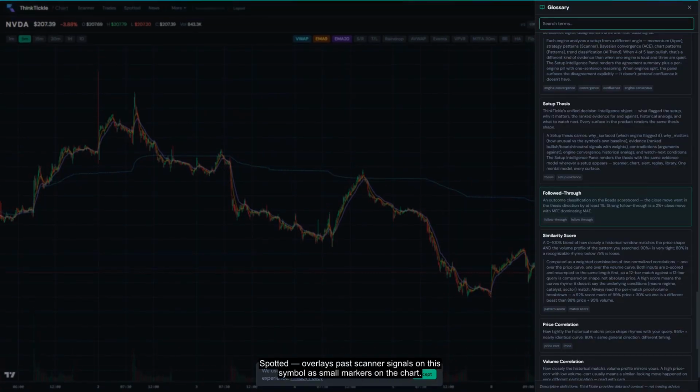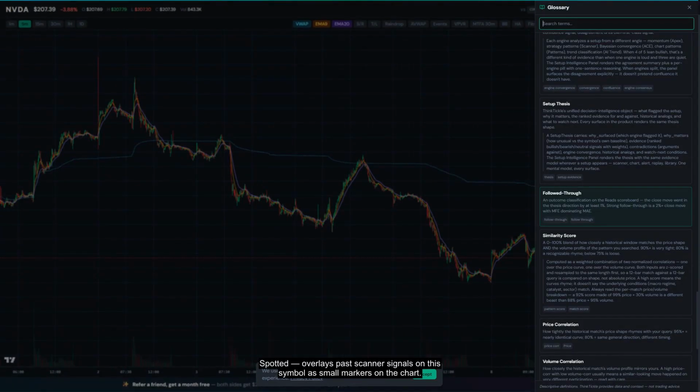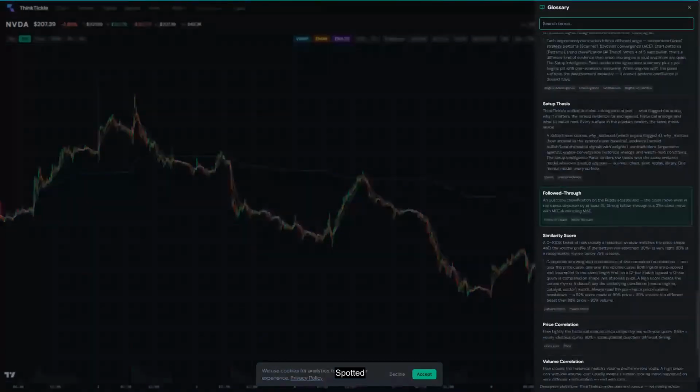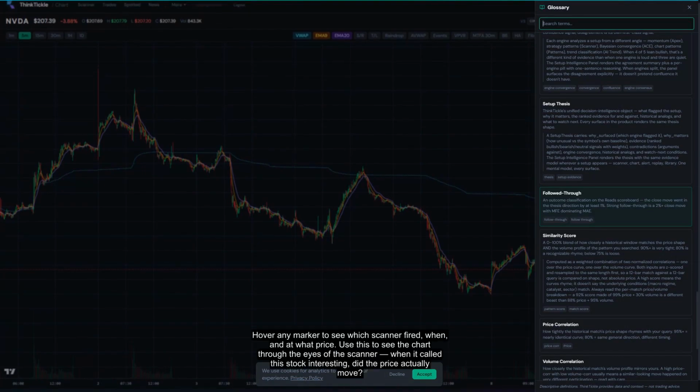Spotted overlays past scanner signals on this symbol as small markers on the chart. Hover any marker to see which scanner fired, when, and at what price. Use this to see the chart through the eyes of the scanner. When it called this stock interesting, did the price actually move?